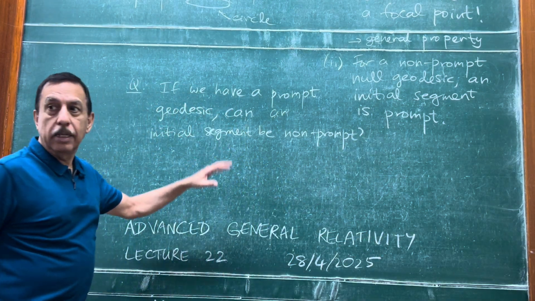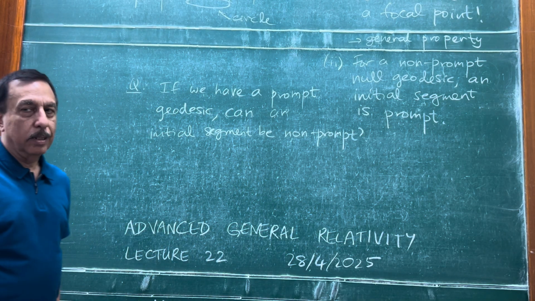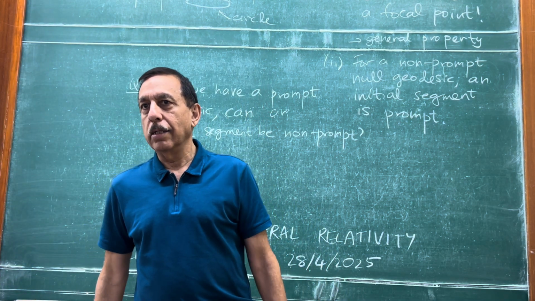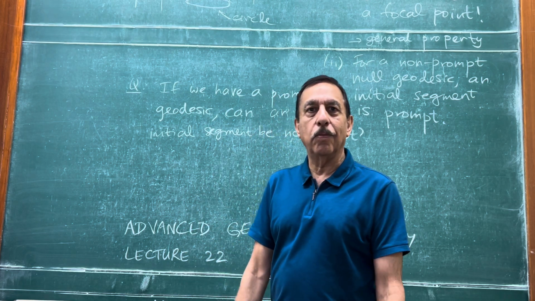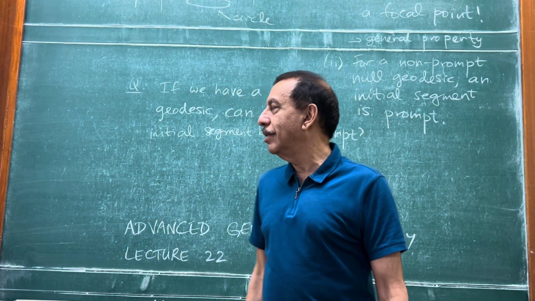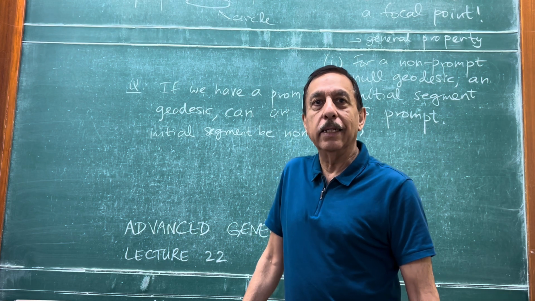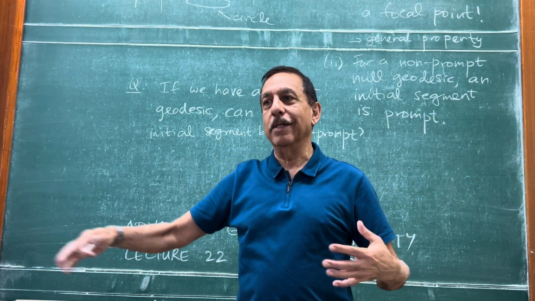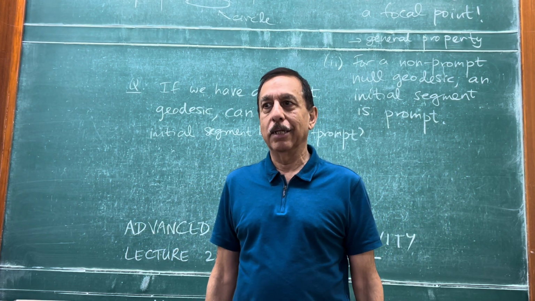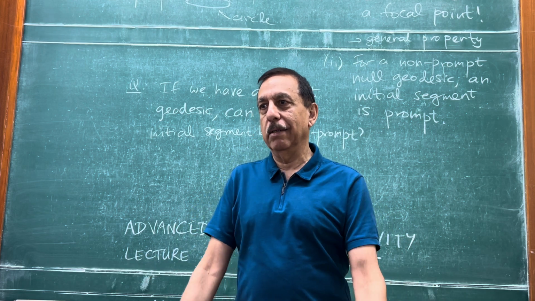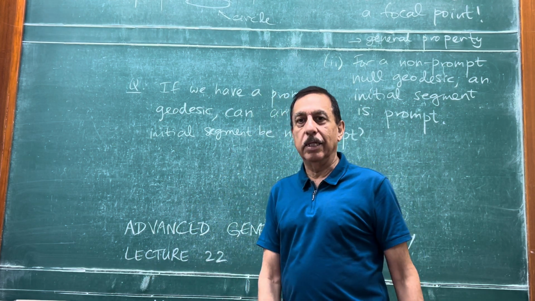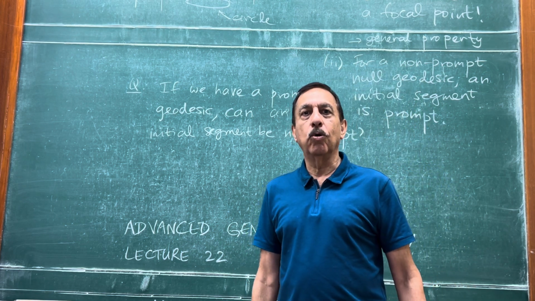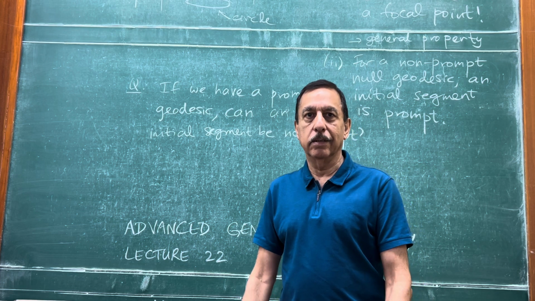Another way to put this is, supposing I have a non-prompt null geodesic, can it become prompt by extending it? Okay. Now, if you analyze this in the language of someone who's running, it's like saying if someone decides to run too slowly in the beginning, can they make up so that their average speed is the best possible? Okay, and clearly that's not true. And in fact, you will see that if an initial segment is non-prompt, there's no hope to make it prompt by extending the curve.